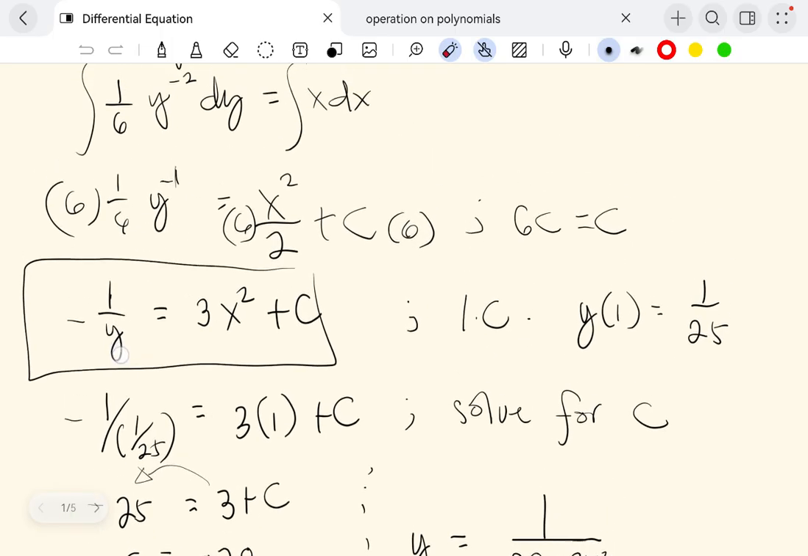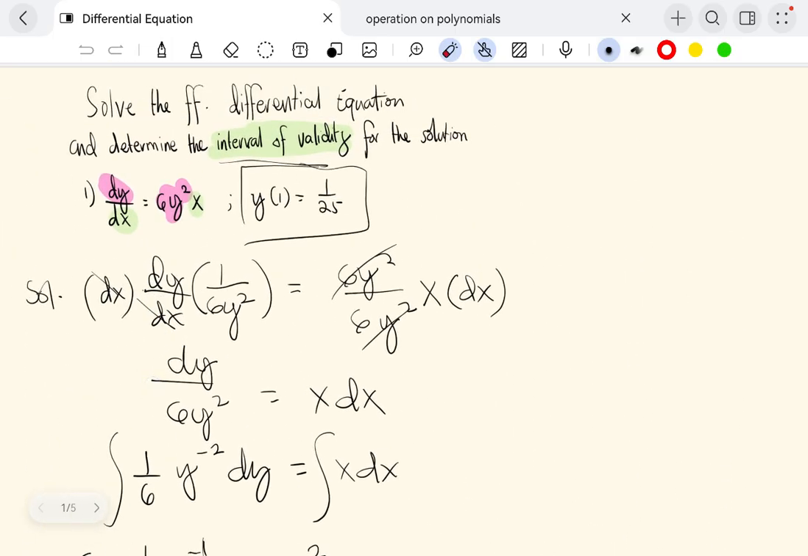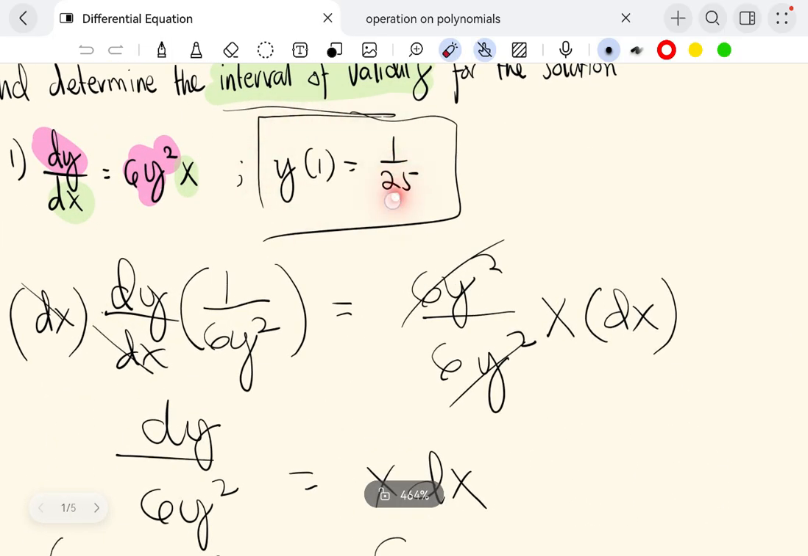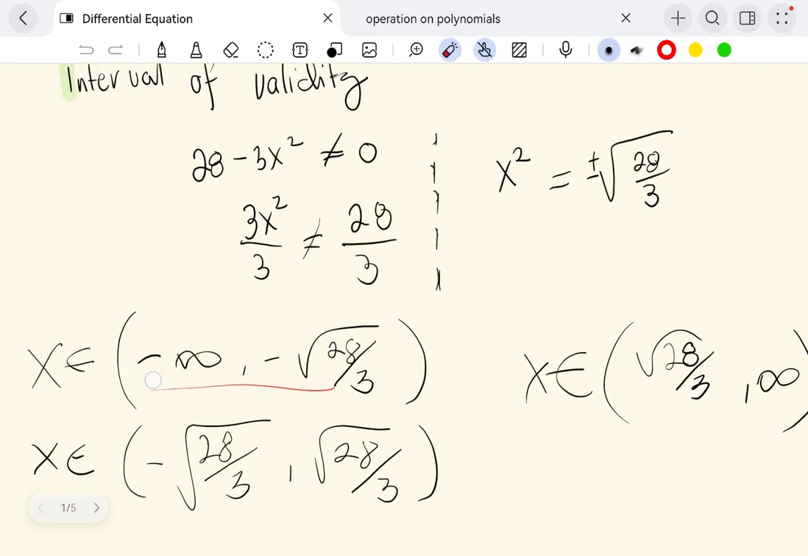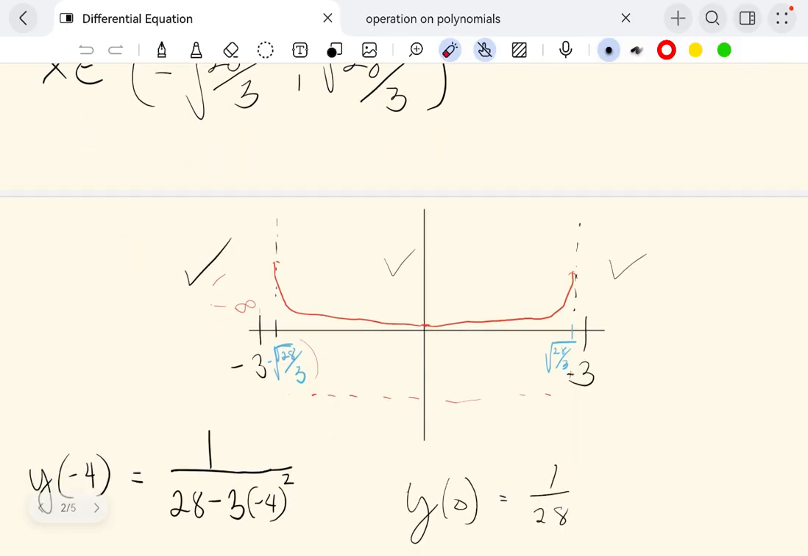Wait, where is it? Here, y of 1, so your x is equal to 1. So that is included. Where did the initial condition come from? Here. It is inside because this is the 1. So therefore, the maximum interval of validity is from negative square root of 28 over 3 to square root of 28 over 3.